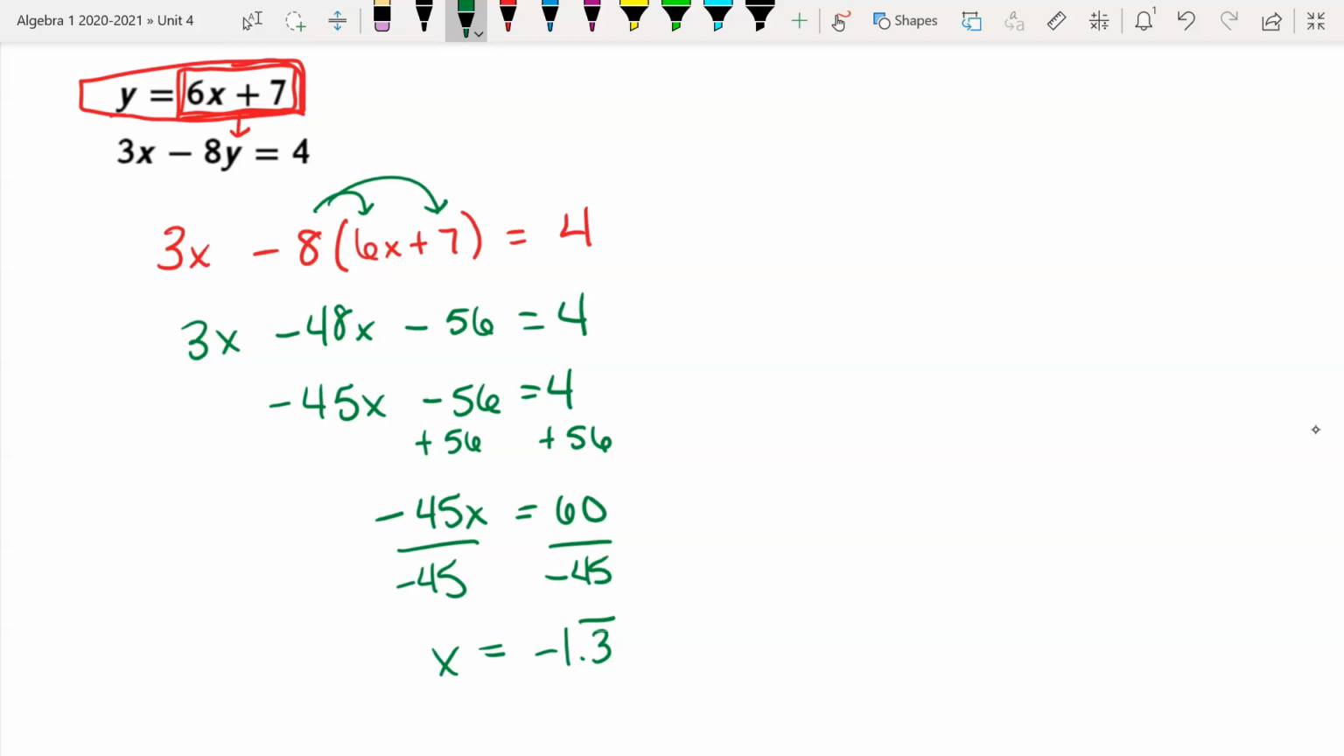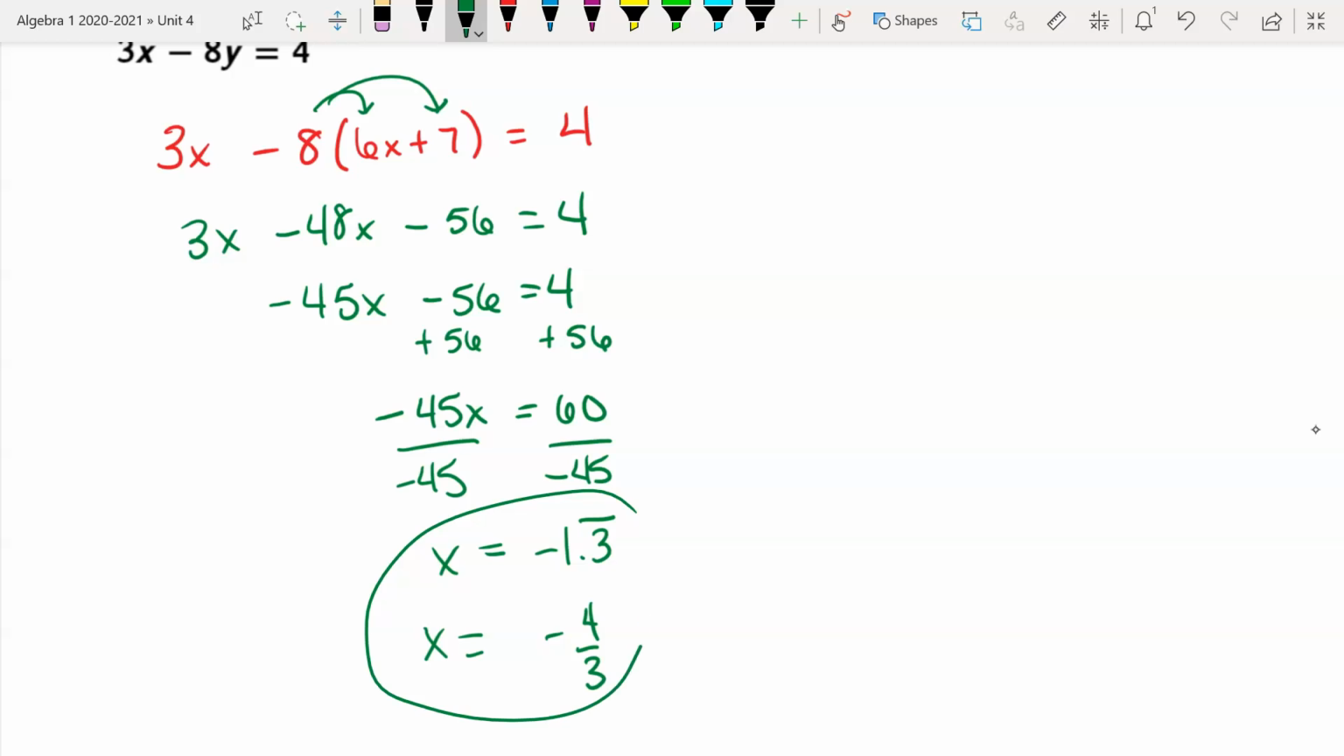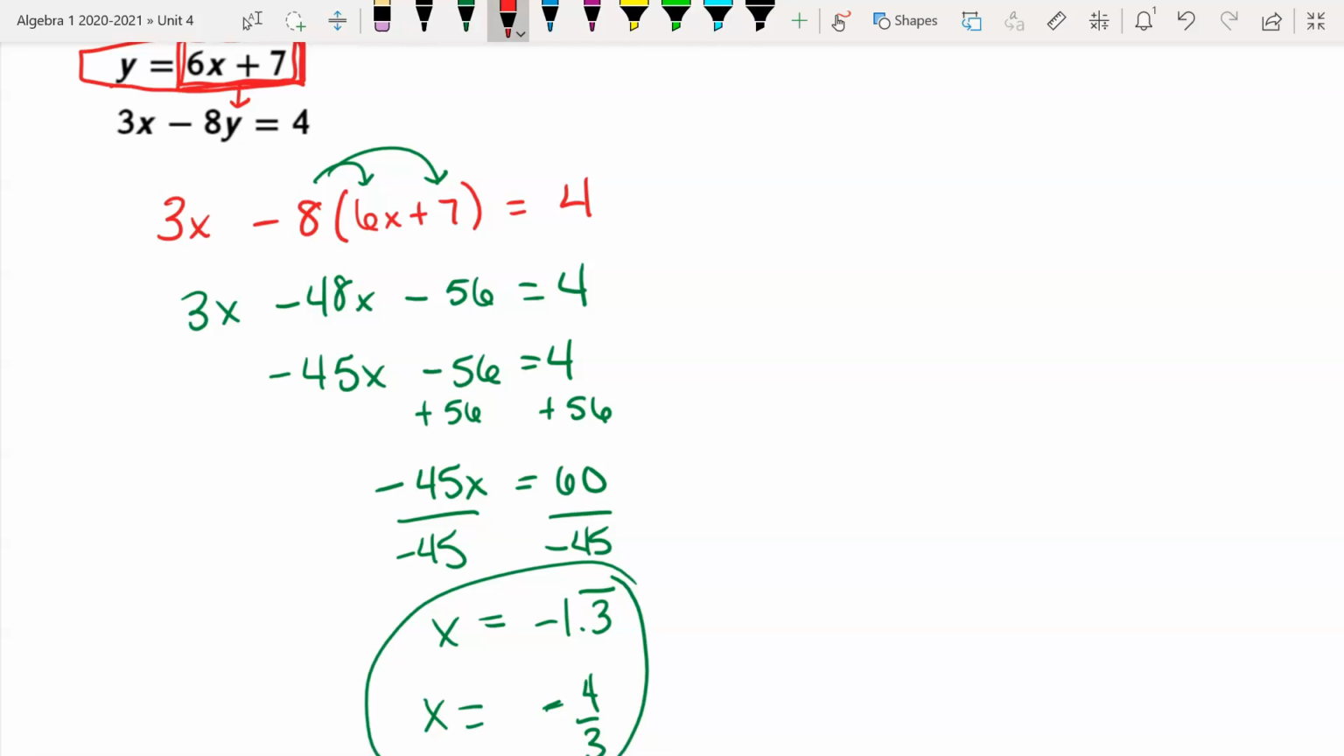What I want you to do is hit second PRB on your calculator, and it'll take it from a fraction to a decimal. And then you're going to hit second ABC to convert it to an improper fraction. So really, this is negative 4/3. These are the same thing, but the negative 4/3 is a lot easier to work with. So now what I can do is I can take that and plug it in for the x in y equals 6x plus 7. I know what x is now, so I can plug it in and solve it.